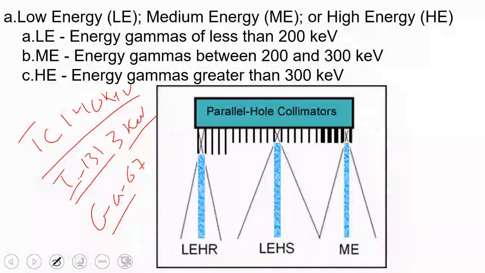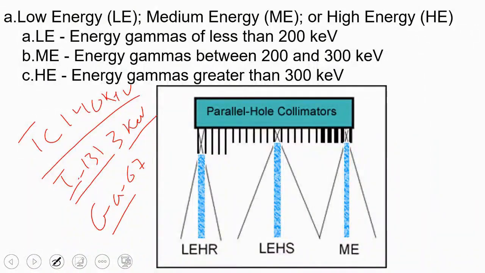Is there a need for a radioisotope with energy less than 200 keV, a radioisotope with energy over 300, and another radioisotope with energy above 200? Can you imagine that the design of the collimator will be the same when you image a patient injected with technetium, like a patient injected with iodine or a patient injected with gallium? Will it be the same?